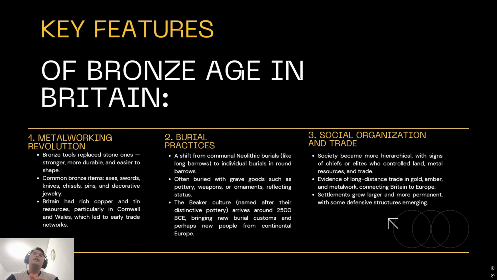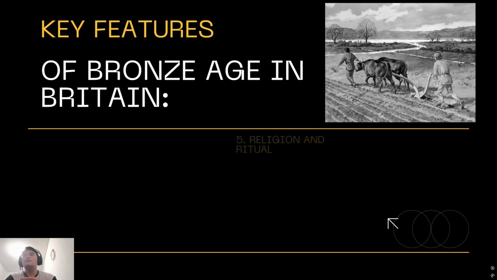And then, in social organization and trade, society became more hierarchical, with signs of chiefs or elites who controlled land, metal, resources, and trade. Evidence of long-distance trade in gold, amber, and metalwork connecting Britain to Europe. Settlements grew larger and more permanent, with some defensive structures emerging.